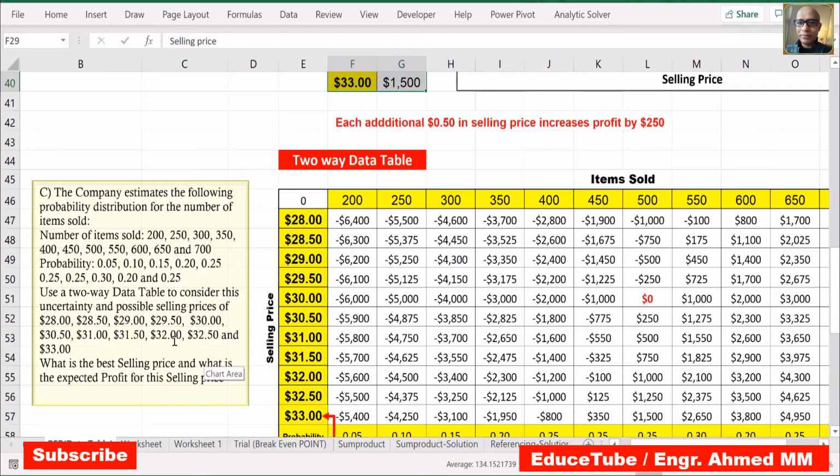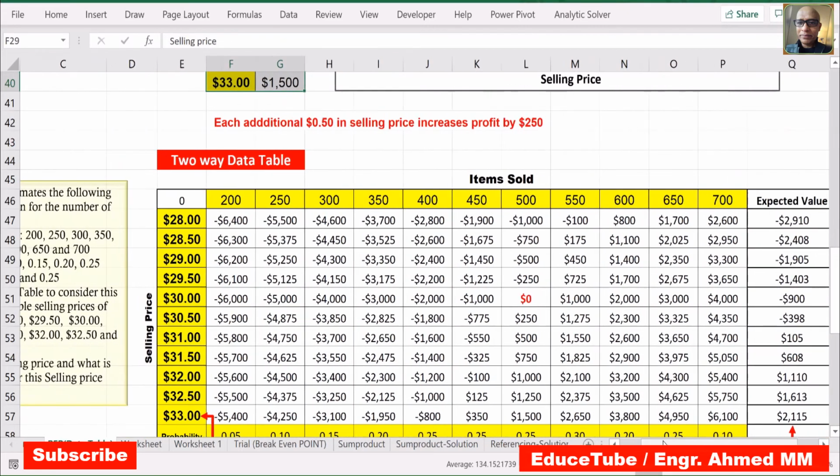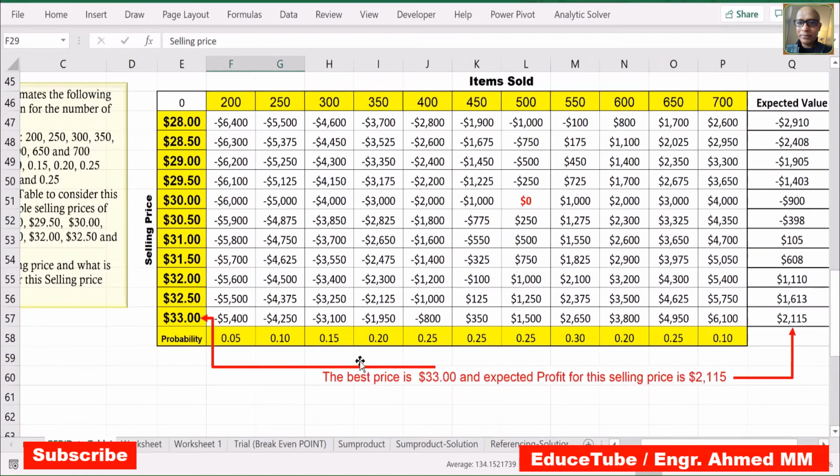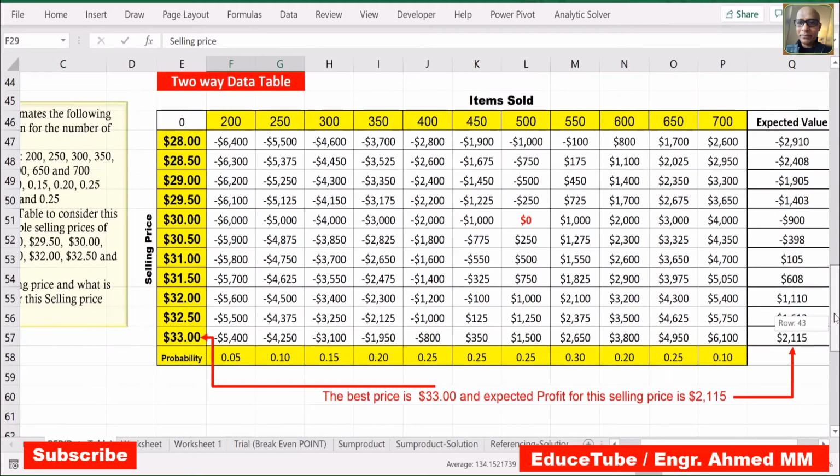So I am putting all this. This probability distribution is to be kept along the bottom of the data table. So the probability distribution will be along the bottom of the data table. Look at this. I already have values here.